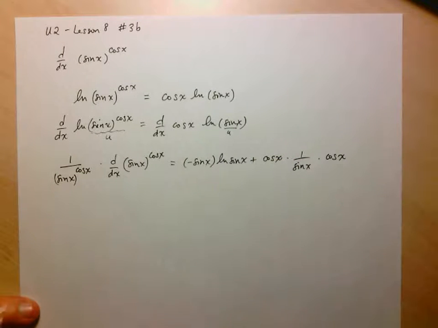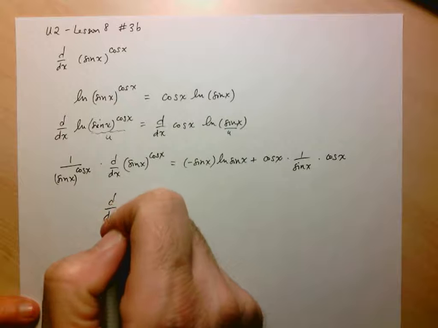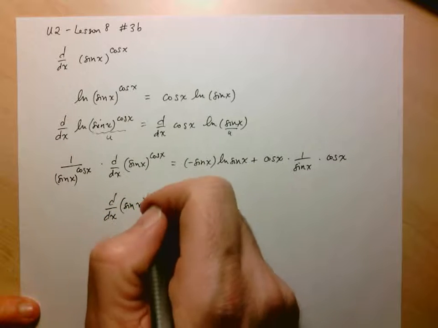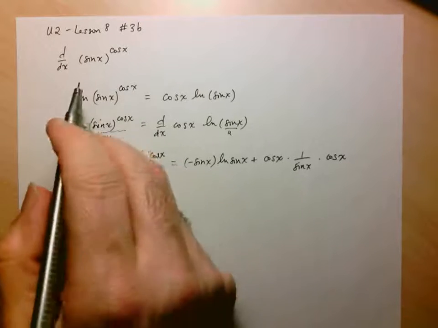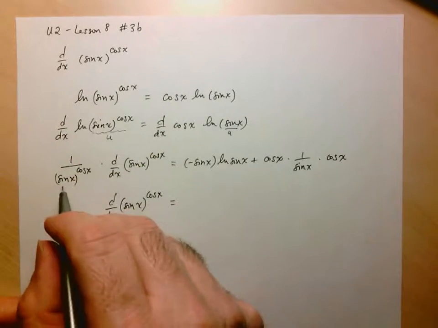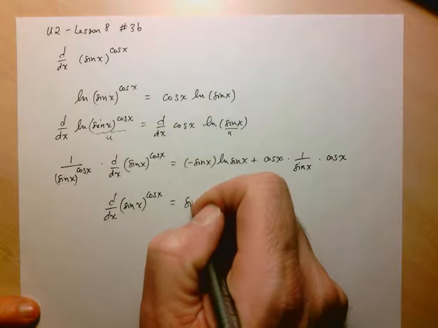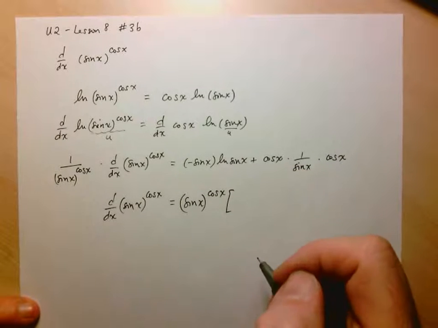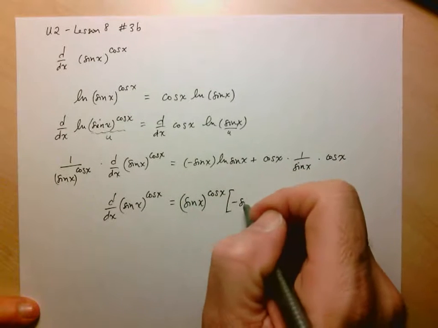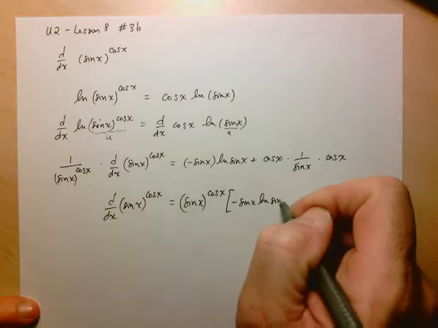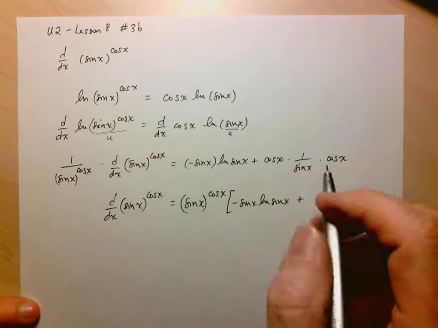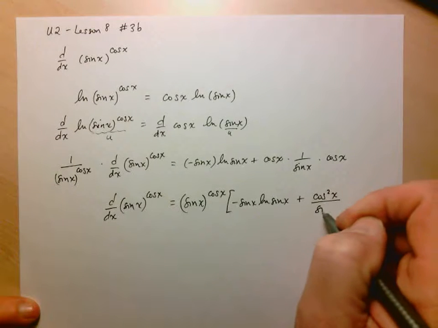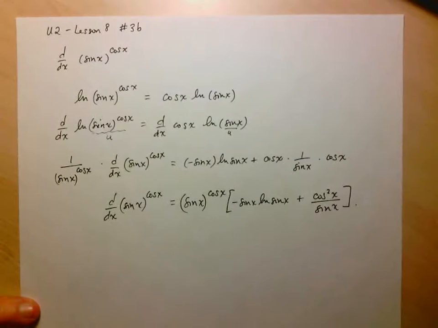And then I have to take the derivative of this with respect to x, and the derivative of sine is cos. Now I can solve for the expression on the left hand side, because this is exactly what I was looking for all along. That will just be multiplied to the other side, so I've got sine x to the cos x, and make sure you open up a bracket here. And so what do we have? We've got negative sine x ln sine x, plus, with two coses in the numerator, cos squared x over sine x. And there you have it.